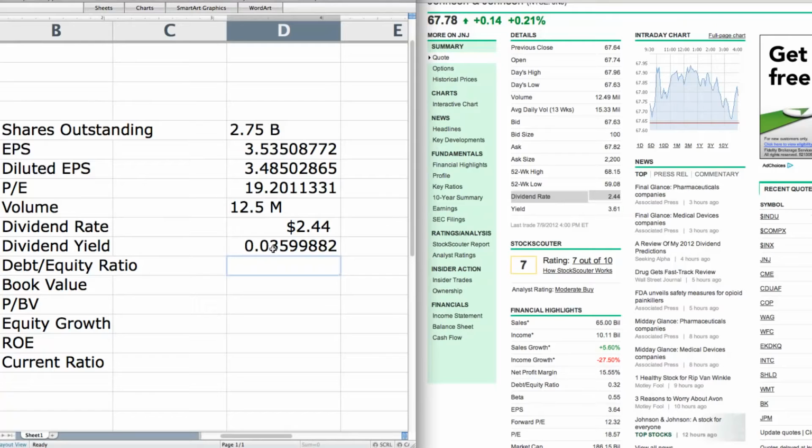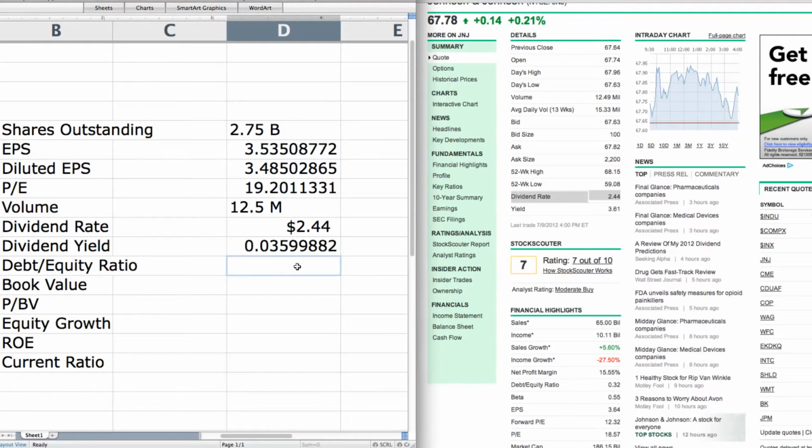Okay, and it's 3.59%. Over here you can see it just says 3.61. There's no percent sign here, so this can confuse people. They might think that the rate and the yield are the same, but they're very different. This rate is dollars. The yield is a percent.